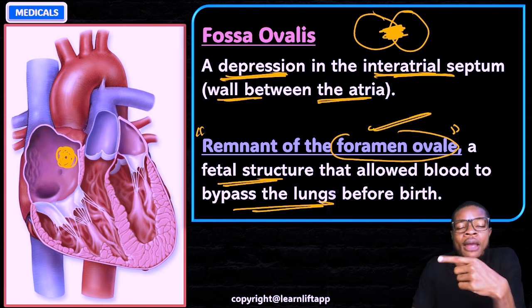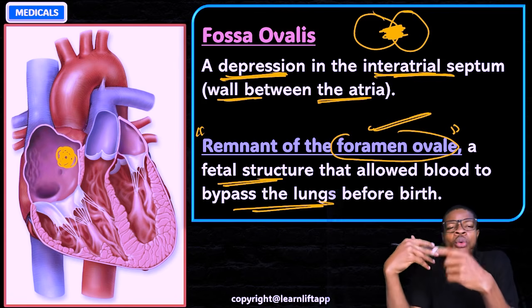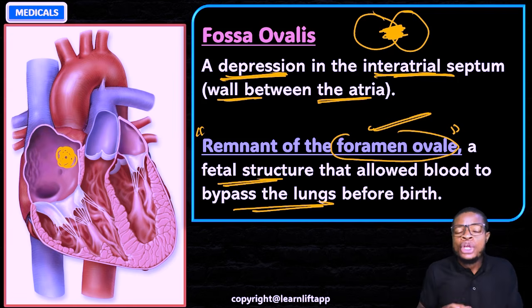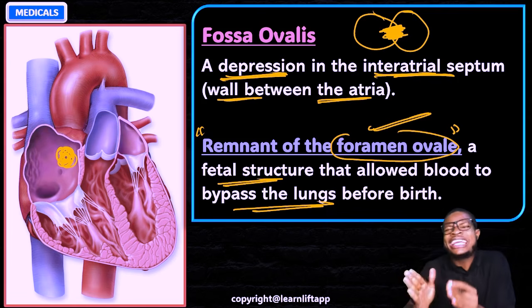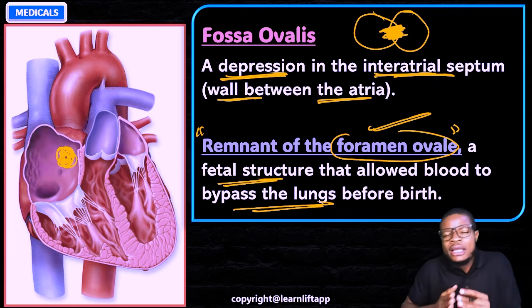So before birth, the lungs are not yet developed. And because they are not developed, what happens? They cannot carry out their function. They cannot help in respiration. So we need to bypass the blood that is going to the lungs totally. It's more like a shunt mechanism, right? And what is doing that is the foramen ovale in the fetus.